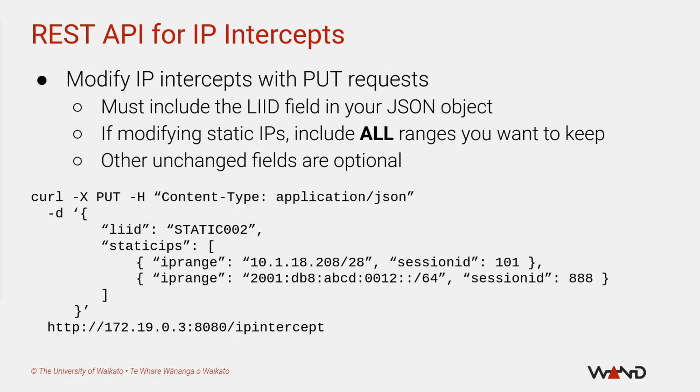The other REST API methods also work very much the same way for IP intercepts as they did for voice over IP intercepts. You can modify an IP intercept using the PUT method. Once again, the LI ID field is mandatory in your JSON object, but any other unchanged fields may be left out. The only catch is that if you are modifying the static IP ranges for an intercept, you must include all of the ranges that you want to persist, as otherwise OpenLI will assume that any missing ranges are being removed.